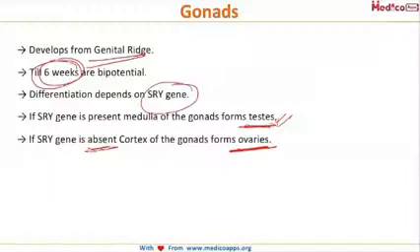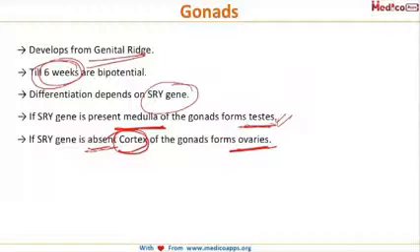Now, from where do these testes form? They form from the medulla of the gonads. And the ovaries, if they have to develop, develop from the cortex of the gonads. Now, how do you remember this? Cortex is the outer tough part. So you remember that the outer tough part forms the female. So the cortex forms the ovaries, and the medulla, the inner part, forms the testes.